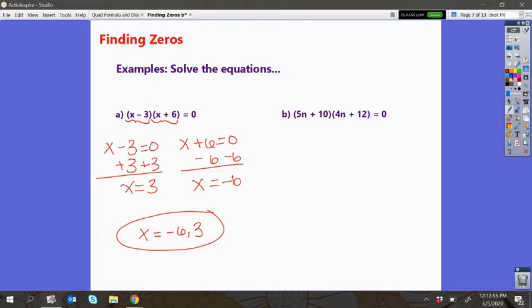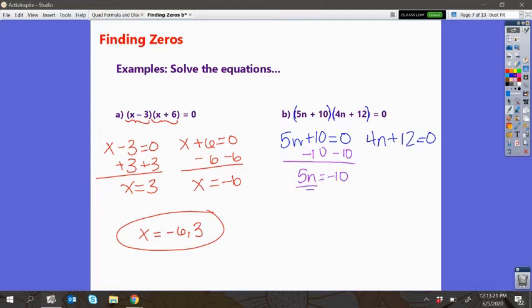Again, take a look at letter B. I see two factors equal to 0, so I'm going to set each equal to 0. Set each piece equal to 0 using that zero product property rule, and then solve. This one's a little bit more tricky, but not much, only because it's a two-step. So remember that you undo constants first, and then divide your coefficients. And I'm going to need to do that twice because I have two factors.